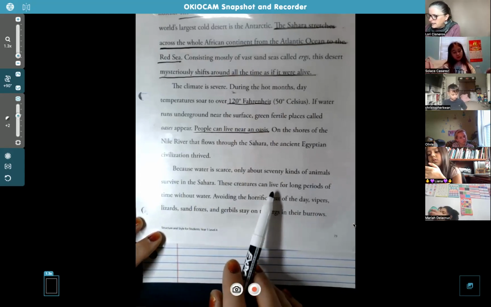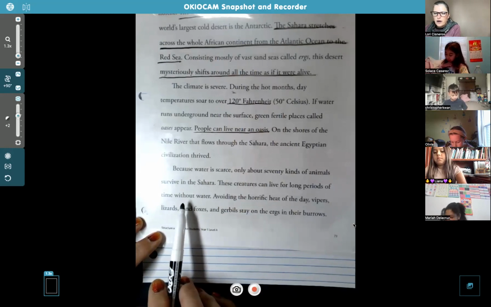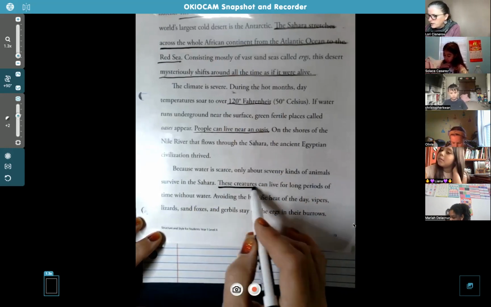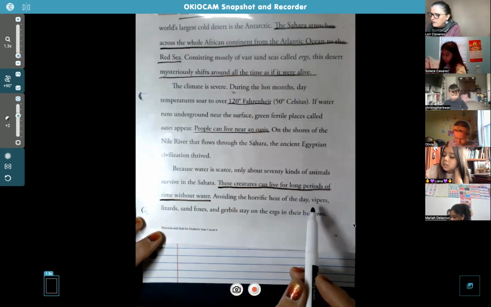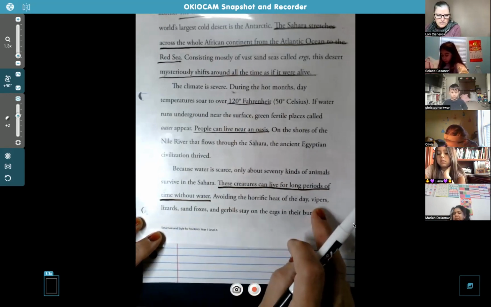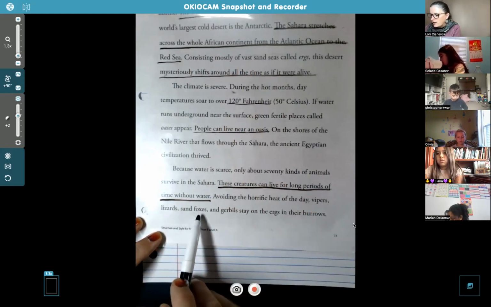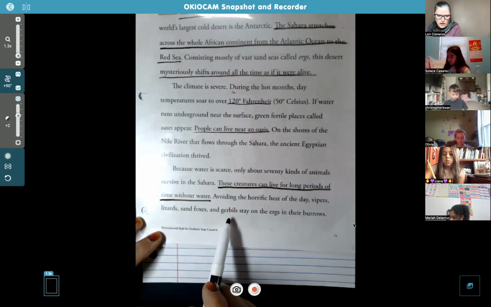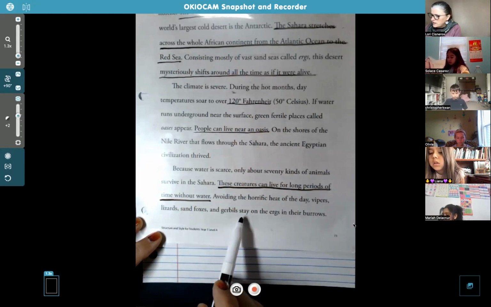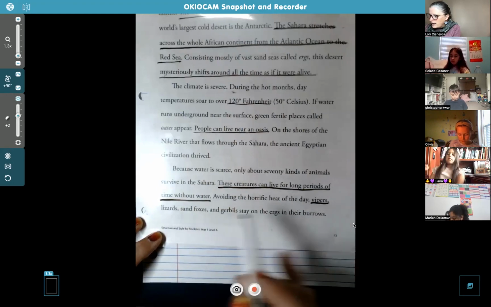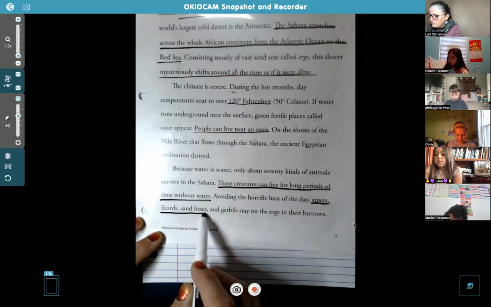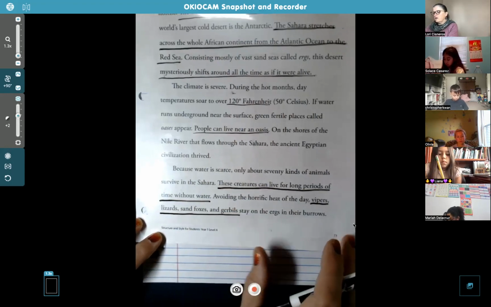It says these creatures can live for long periods of time without water. I think that's pretty interesting. Yeah, that's crazy. Avoiding the horrific heat of the day. Vipers, do you guys know what a viper is? A snake, good. Lizards, sand foxes, and gerbils. Those are little rodents. They're kind of like hamsters. Stay on the ergs in their burrows. So I'm just going to underline all the animals here. Vipers, lizards, foxes, gerbils. Okay.